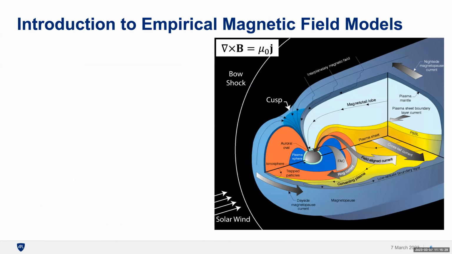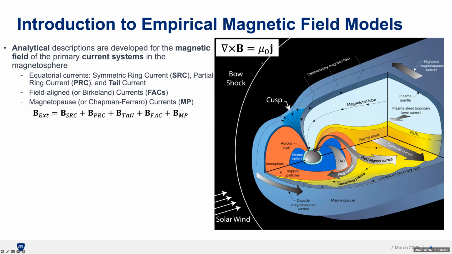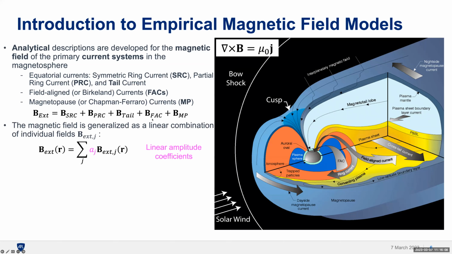A brief introduction to empirical magnetic field models. The way these models have worked is you start with a cartoon picture of the magnetosphere, which has a variety of current systems. The magnetic field can be related to the current density via the magnetostatic form of Ampere's law shown here. So basically we're trying to find an analytical expression for each of these current systems. The total external magnetic field can be decomposed into the magnetic field of each of these current systems. This is termed the modular approach to magnetic field modeling.